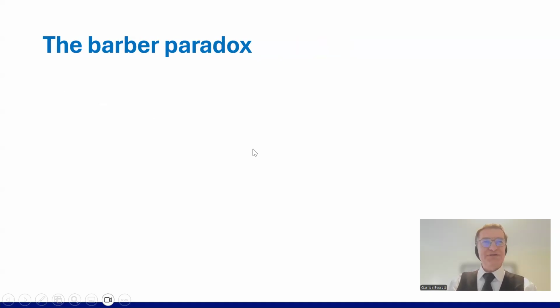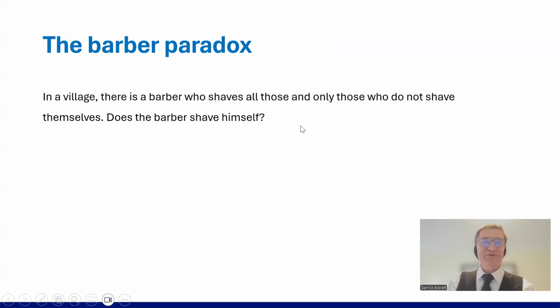Now, just pay attention to this. This is the Barber paradox. You may or may not have seen it, but you've seen it now. So here we go. In a village, there is a barber who shaves all those and only those who do not shave themselves. Does the barber shave himself?